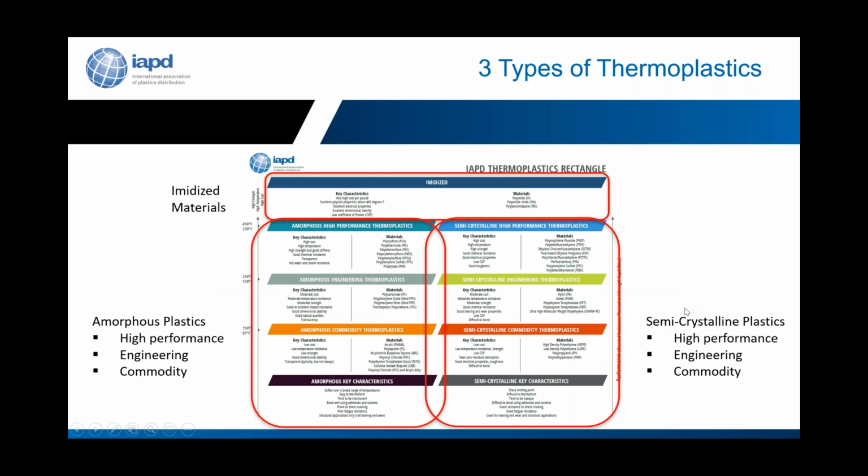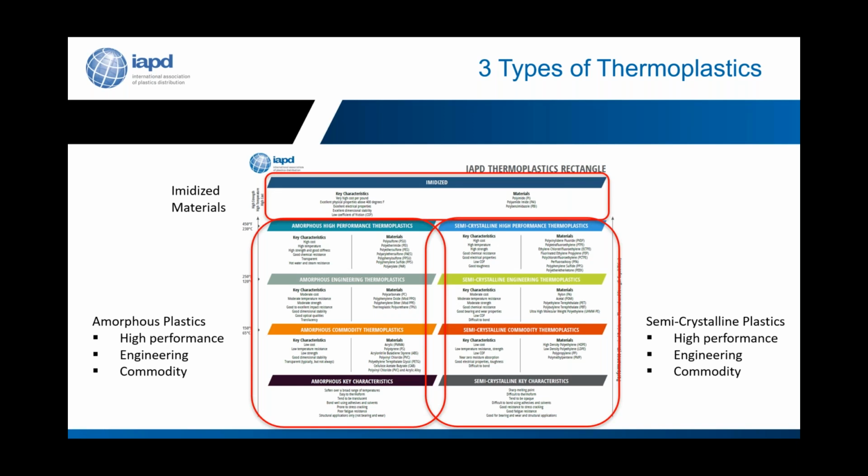So now we're going to have our first look at the rectangle here. This slide helps us see how the thermoplastics rectangle is designed and laid out. You can see that we have our amorphous plastics on the left, the semicrystalline plastics on the right, and then a third type of thermoplastic, which we haven't addressed until now, which is our imidized plastics.